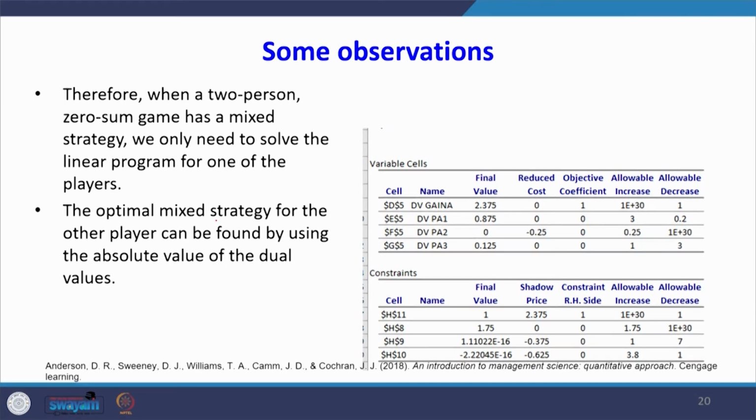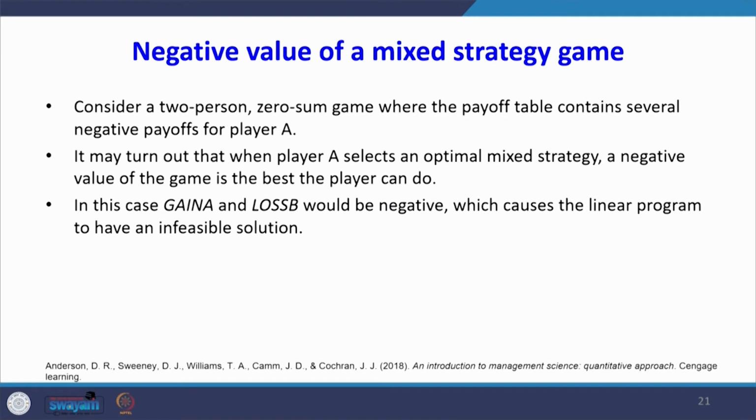So, the optimal mixed strategy for the other player can be found by using the absolute value of the dual values. Now, the negative value of a mixed strategy game. When you look at how we solved the problem, we got a positive value. What will happen if it is a negative value for a mixed strategy?